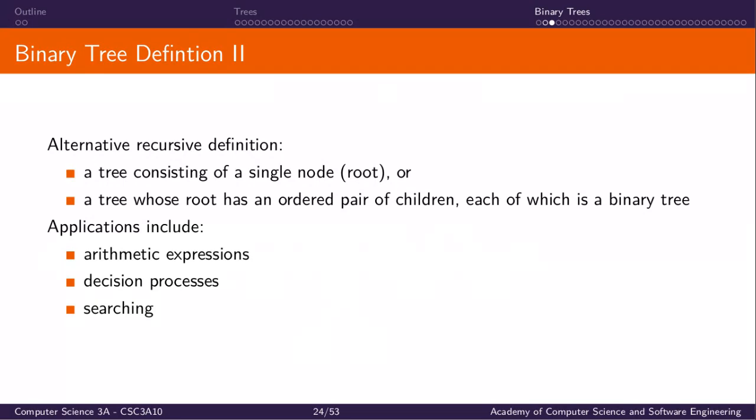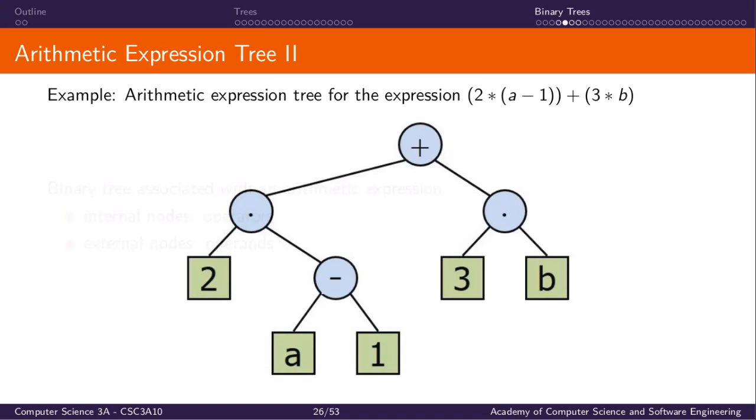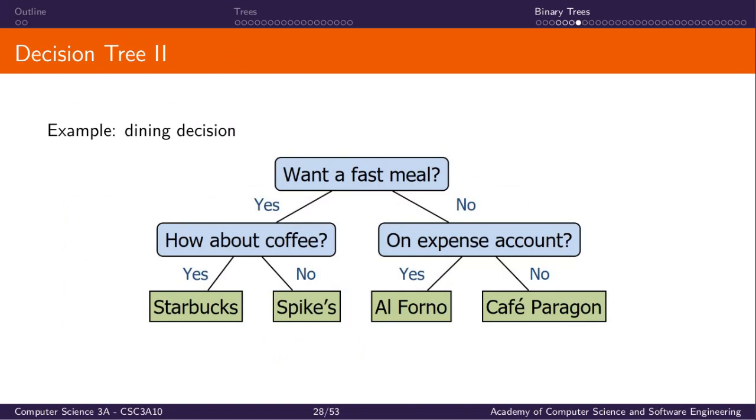We also said that an alternative definition is this recursive one, that you could think of it as either a binary tree can either be a single node that has no children or a root node that has 2 binary trees rooted at its children. So each of its children are a binary tree. We then looked at a couple examples of this. We discussed how we could use it to store and calculate an arithmetic expression, and how we could use this as a decision tree.